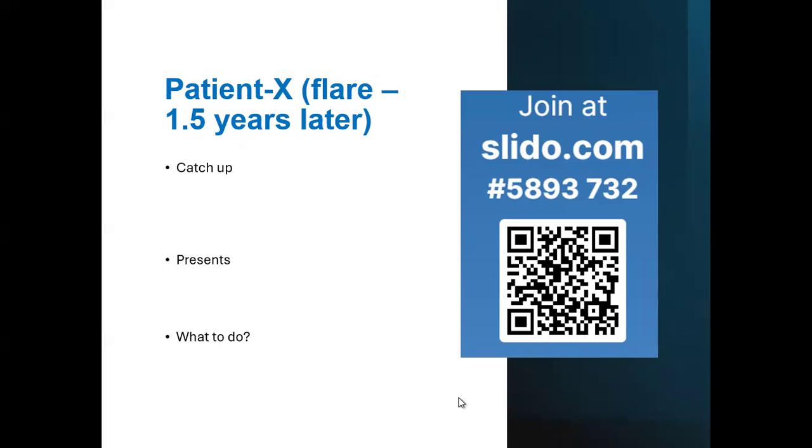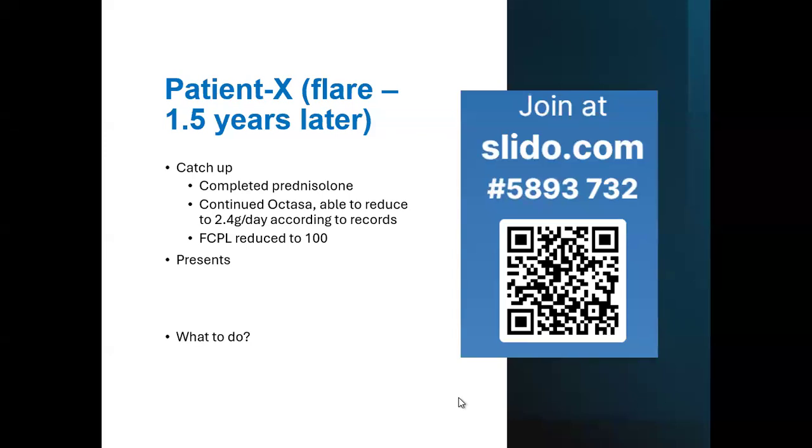So if patient X was having a flare a year and a half later, what would we do? So the first thing I'd always suggest is, first of all, ask the patient what exactly is happening. So just to catch you up with this patient, they'd have completed their prednisolone. They were able to get down to their Octasa 2.4 grams a day, and their fecal calprotectin was improved. So, win-win everywhere. But unfortunately, they've come back to you with bloody diarrhea, abdominal pain, and feeling very fatigued.